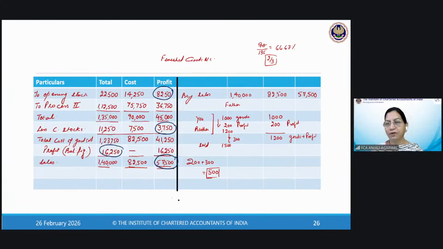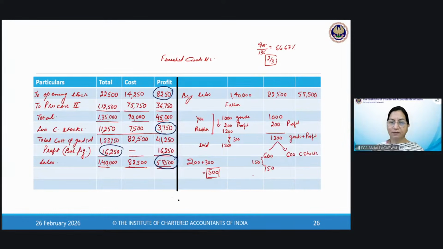Now your brother wanted to sell them for 1500, but he could only sell 600, half, for 750. So what is the profit? 150. And what is the remaining stock? 600 in the family. Okay.